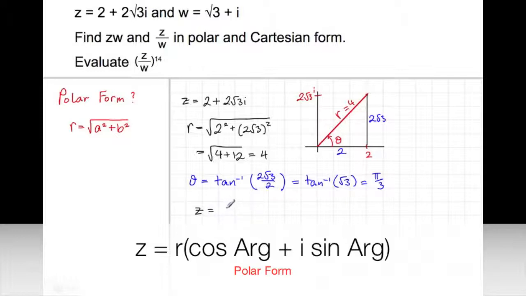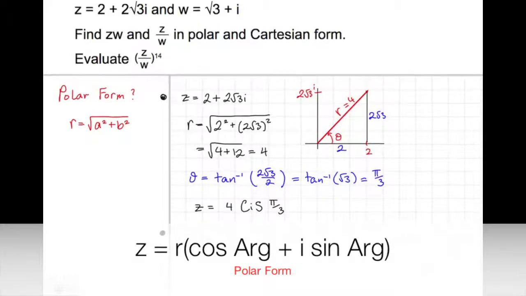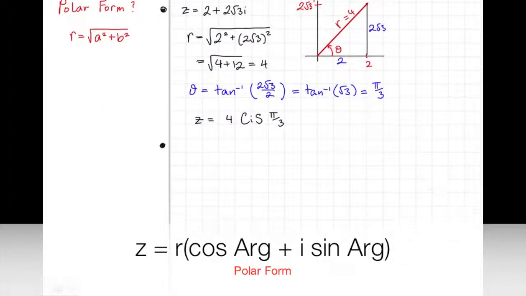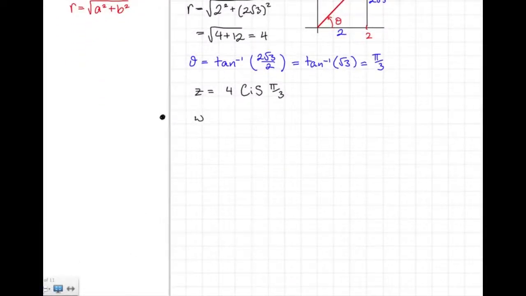So z is equal to the modulus 4 times cos of the argument plus i sine of the argument. A short way of writing this is CIS of the argument, and using this shorthand saves you a lot of writing in the exam. Okay, let's consider w then.